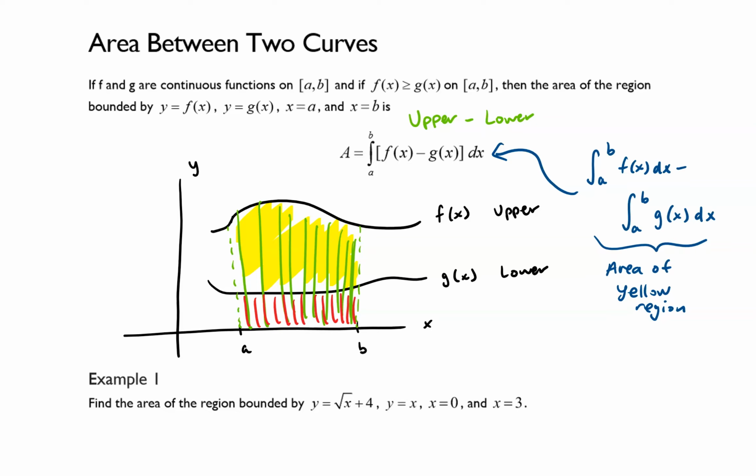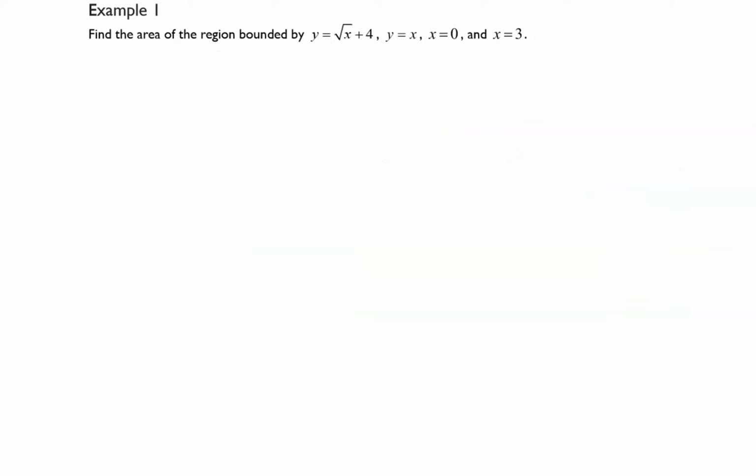Let's go ahead and use this in an example. Example 1 says find the area of the region bounded by y equals the square root of x plus 4, y equals x, x equals 0, and x equals 3. I'm going to draw a little picture to help me out. So y equals the square root of x plus 4 looks something like that. And then y equals x is a linear function that goes through the origin.